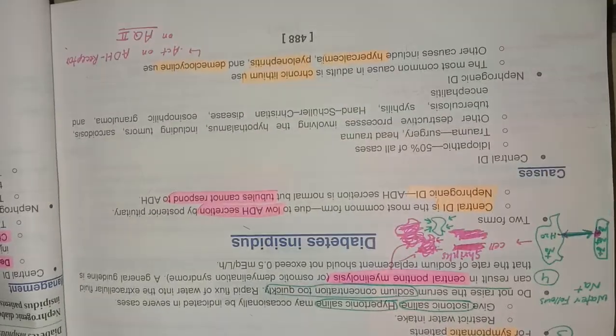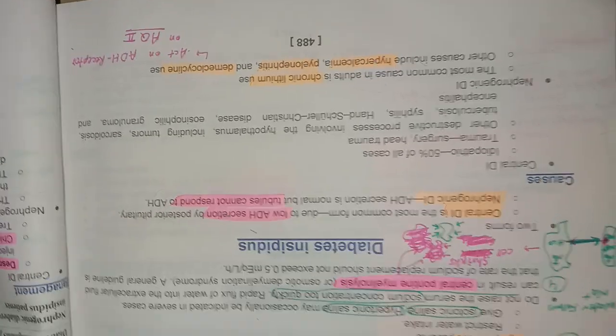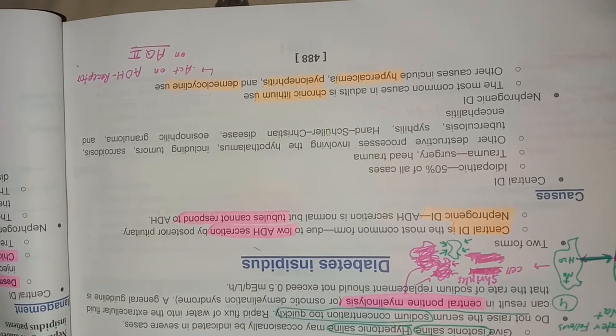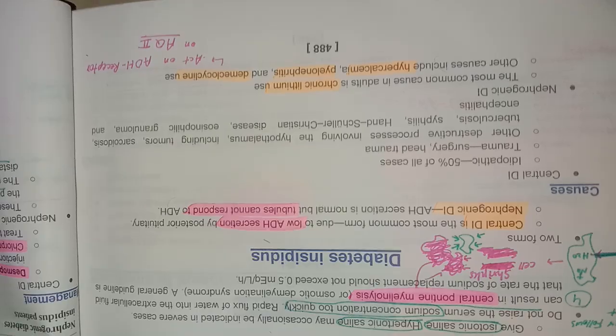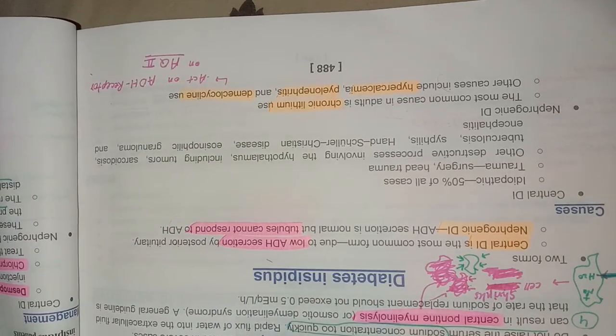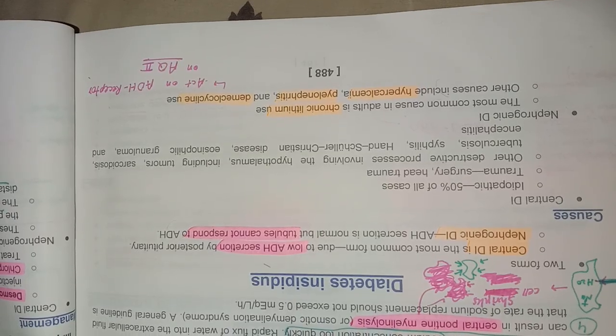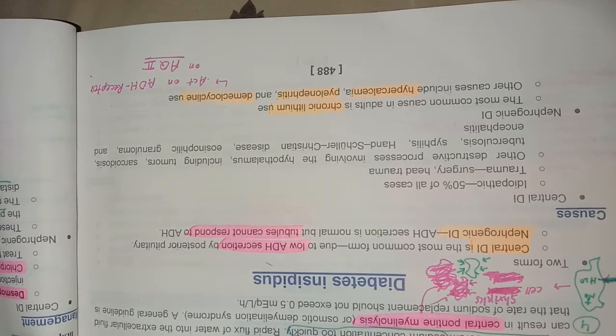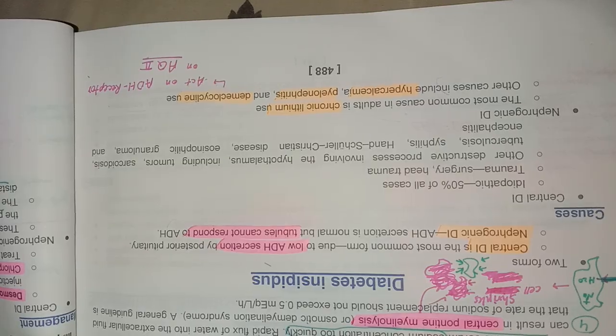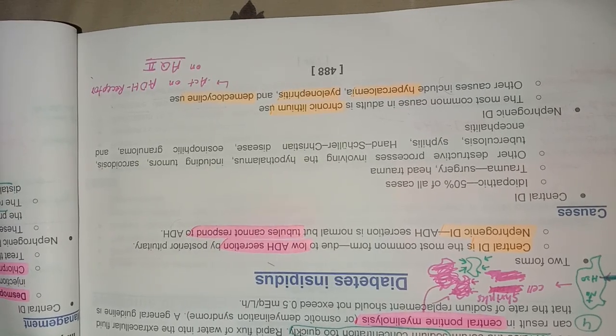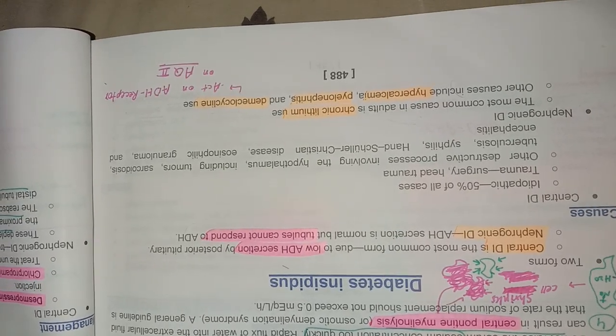Now we are doing diabetes insipidus. In diabetes insipidus, there are two types: central and nephrogenic. In central, it affects the brain. It will lead to low ADH secretion by the hypothalamus, or a defect in the hypothalamus or pituitary. Low ADH secretion by the pituitary gland. Nephrogenic will affect the kidney tubules, which cannot respond to ADH.